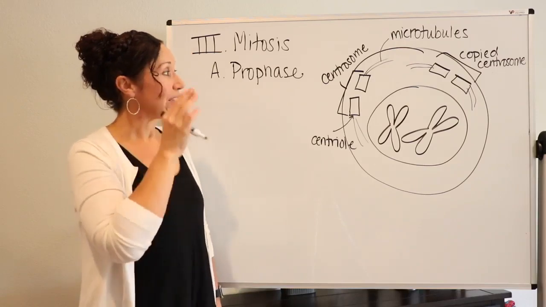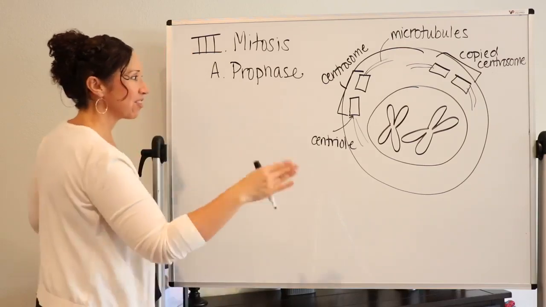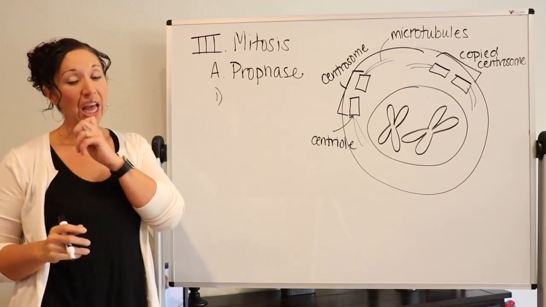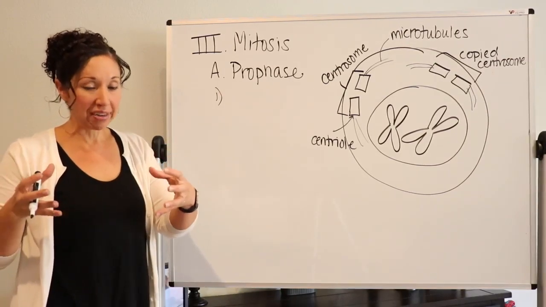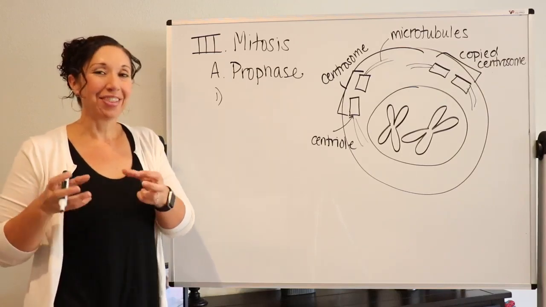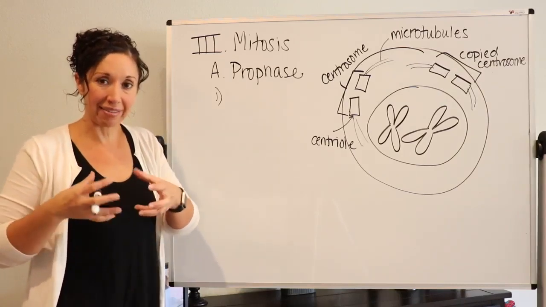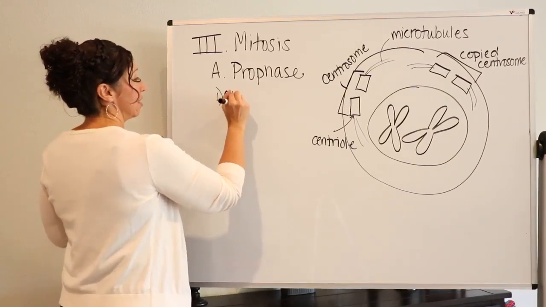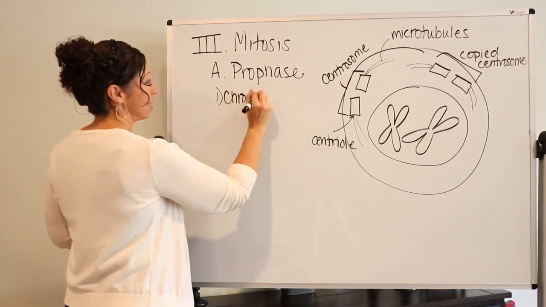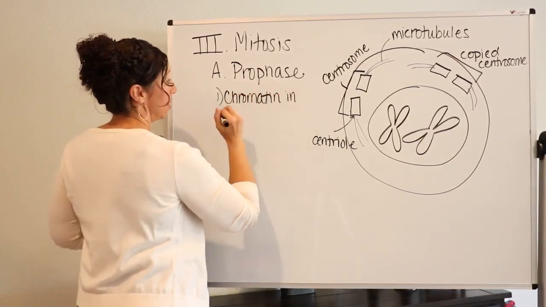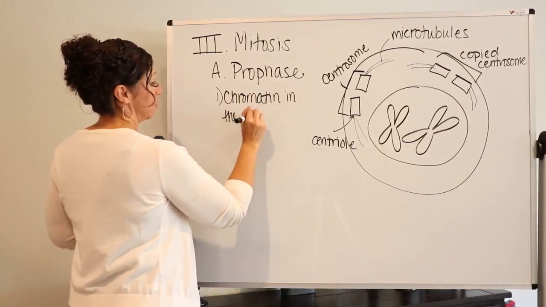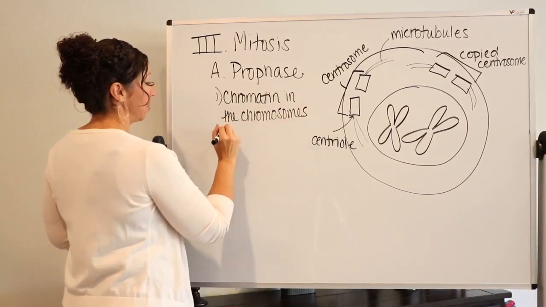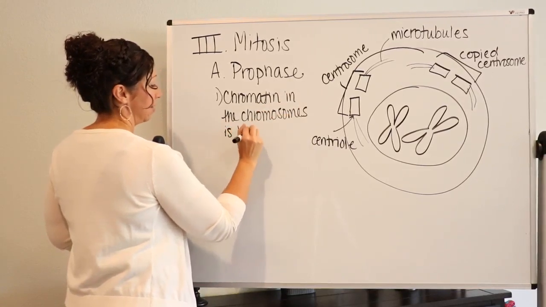So this is prophase. And let's just define what we see here so far. So in prophase, here's the first thing that's happening. The chromatin inside the chromosomes is starting to condense. It's starting to get tighter and packed more. So the chromatin in the chromosomes, which are kind of one and the same, is beginning to condense.